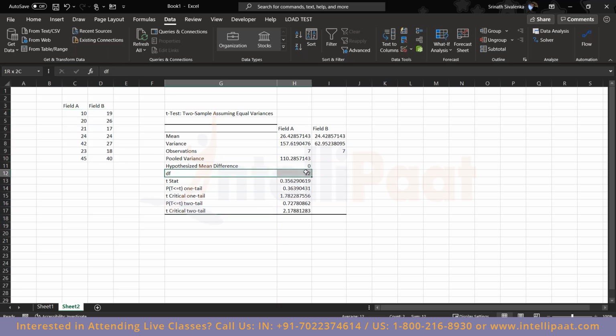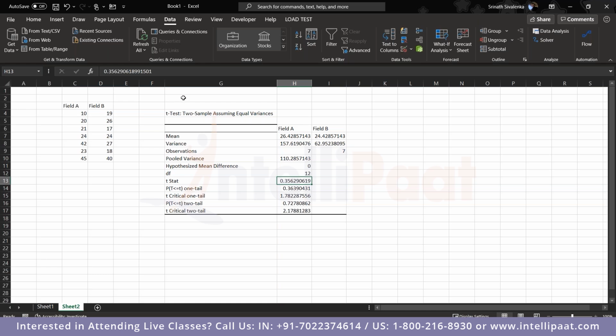Degrees of freedom is 12. That's fine. Because in total we have around 14 observations, so 14 minus 2 is basically 12 degrees of freedom. And then you have the corresponding t-statistic. The t-statistic is 0.35. So this is the t-statistic that is compared with the 2-sample t-test. We've already learned that. Now, is this a one-tailed t-test or a two-tailed t-test that we've performed?